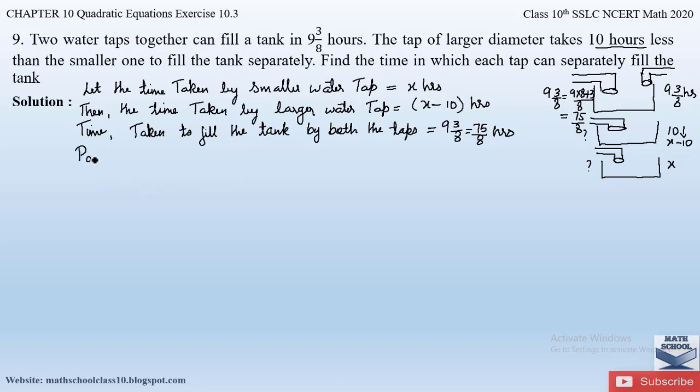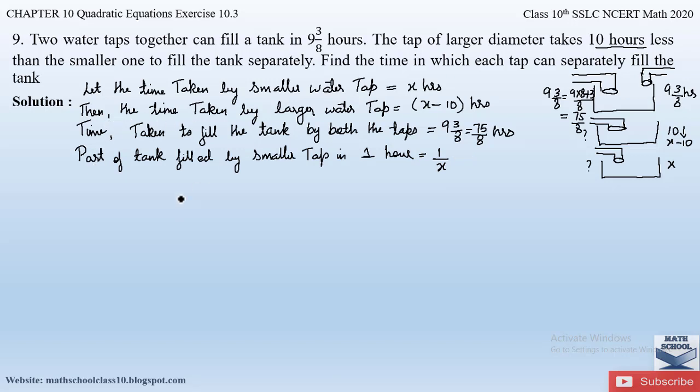So write down: part of tank filled in 1 hour by the smaller tap will be 1 by the total time taken, that is 1/x.